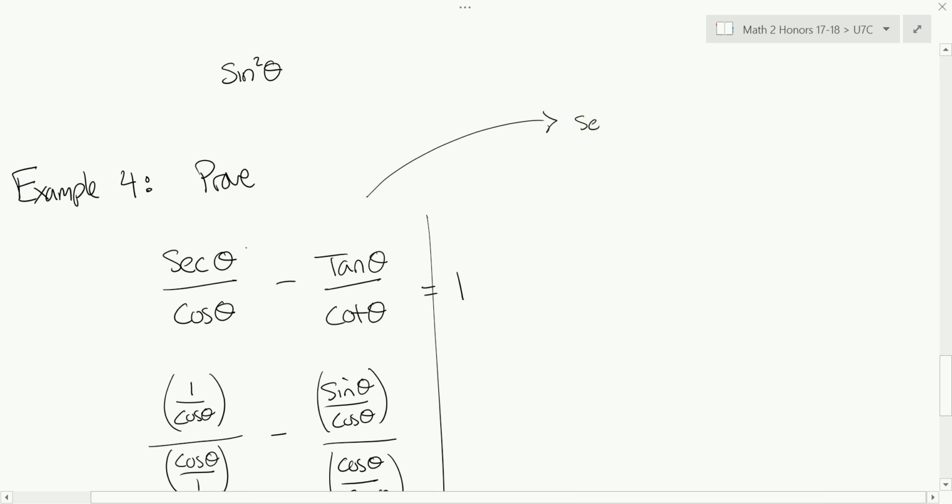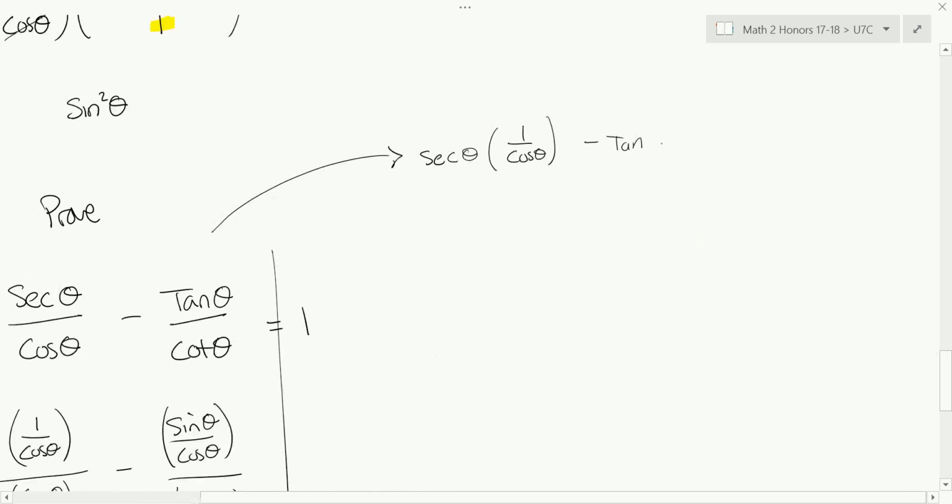So he changed that first fraction. He saw that that's the same thing as secant times 1 over cosine. Right? If you multiply those together, you get secant over cosine. Second one is tangent times 1 over cotangent. 1 over cosine is secant. So this is secant times secant, or secant squared. 1 over cotangent is tangent, so this is tangent times tangent, tangent squared.